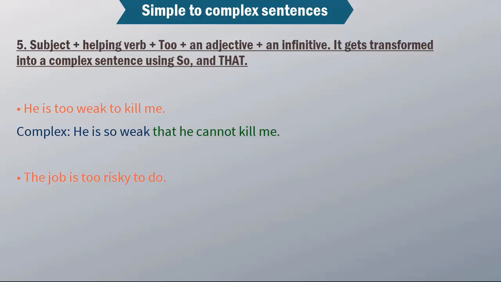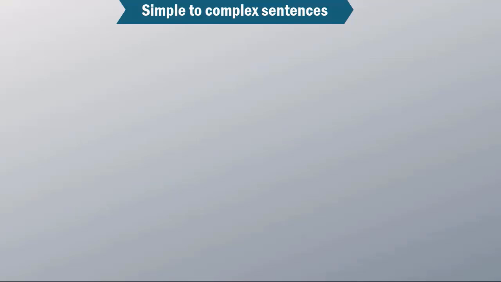This job is too risky to do. This job is so risky that no one can do it. No one will do it. Alright? So that's how we change a simple sentence into a complex sentence when such is the structure. I hope you've got it. Let's move to the next rule.